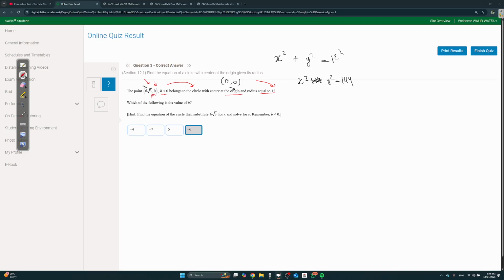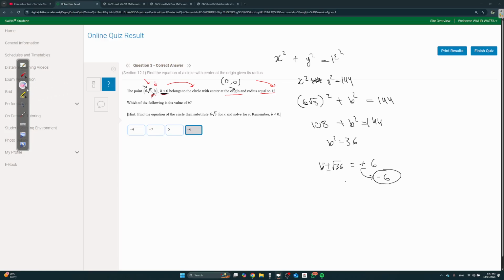They want us to substitute 6 root 3 for x: 6 root 3 squared plus, I don't know, b squared, we're trying to find what b is, right? Is equal to 144. 6 root 3 squared is going to be 36 times 3, 108, plus b squared is equal to 144. You're going to get b squared is equal to 36. B is equal to plus minus root 36, so it's equal to plus minus 6. But they said it's negative. So what do you choose? Negative 6.